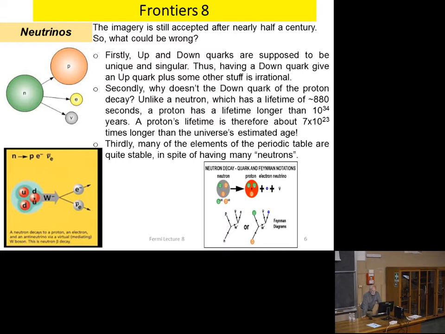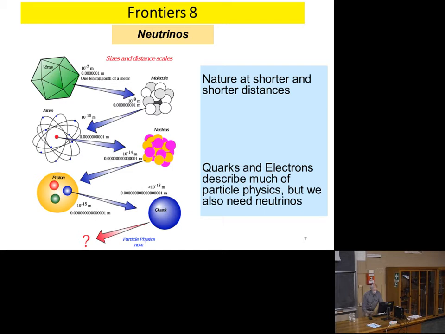Thirdly, many of the elements of the periodic table are actually very stable. And yet, many of them have many neutrons. So why don't we have conversions of those neutrons into something that has protons in the same way that happened here inside of all these nuclei, which is something else that's kind of puzzling on first order. So there's a whole bunch of puzzles that happen almost immediately when we start talking about these decays.